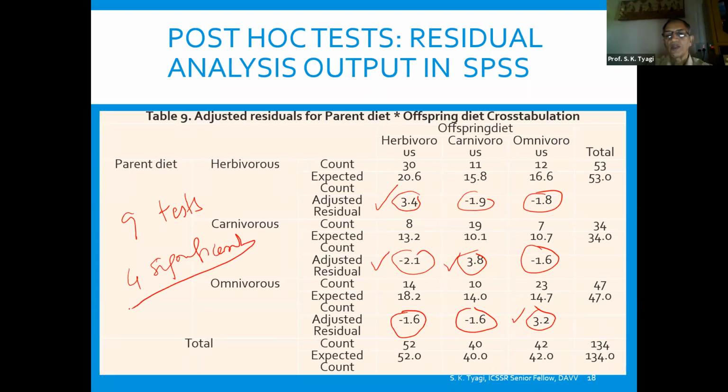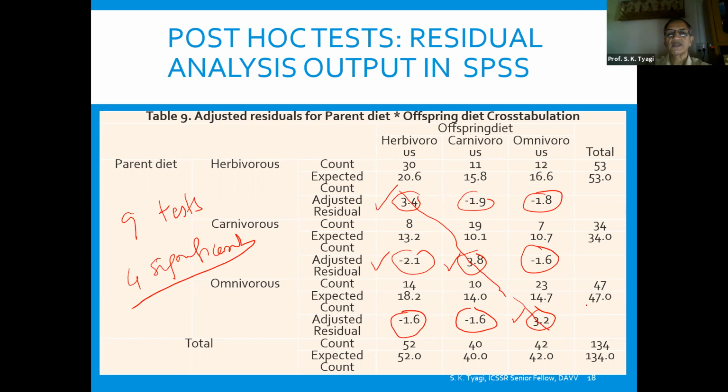This one is significant. This is plus, so FO is greater than FE. This is minus, so FO is less than FE. Third significant is this one. This is plus, FO is greater than FE. And plus, FO is greater than FE. So in these 3, we have observed frequency greater than expected.